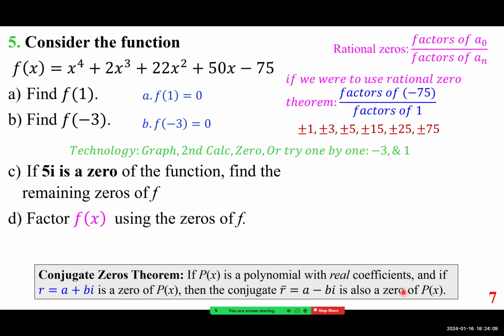So because this is 5i, by the way, the real part is 0. For example, it's not 2 plus 5i, it's just 5i. So the answer is -5i.